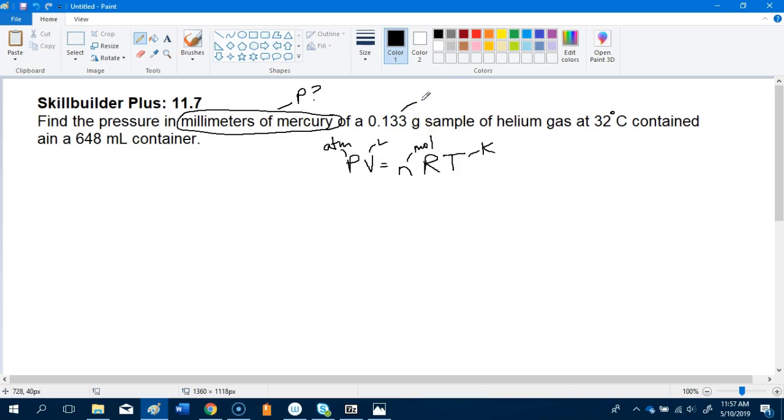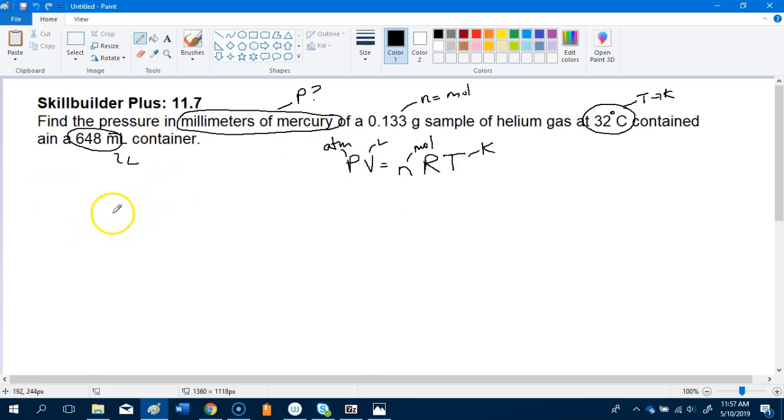We're given the sample amount, which is our n, but it's not in moles. So we're going to have to do a conversion there. And we're given our temperature, but it's not in Kelvin. So we're going to have to convert that to kelvins. And our volume isn't in liters, it's in milliliters. So we're going to have to convert that to liters. So Skill Builder Plus is all about getting our units back to the basic units.